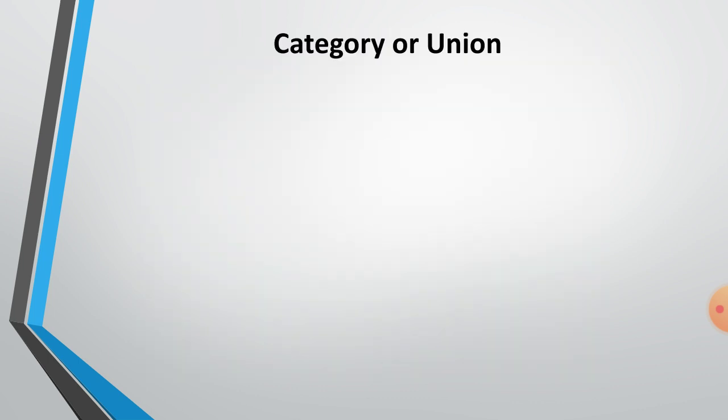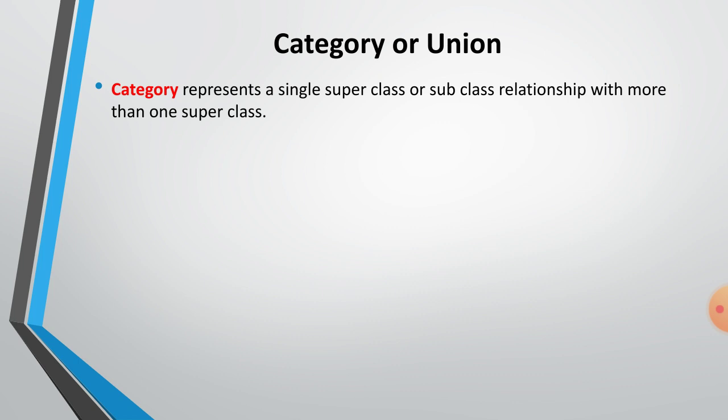Now coming to the third one, category or union. What is the purpose of this concept? It is nothing but multiple inheritance. I think all of you know the purpose of multiple inheritance. What it means is, in multiple inheritance we have multiple base classes but only one derived class. That derived class has the features of one or more base classes. So category represents a single superclass or subclass relationship with more than one superclass.